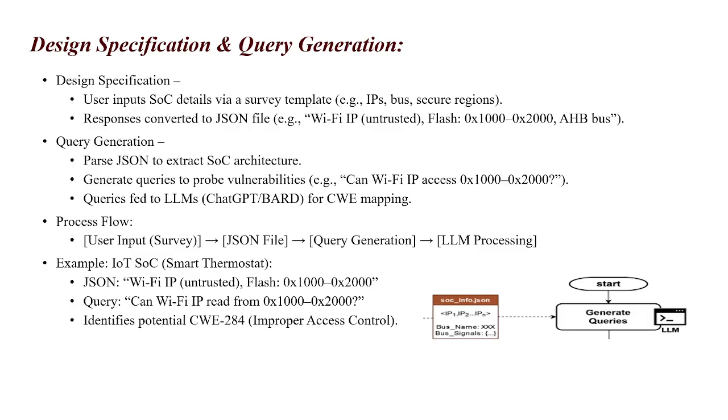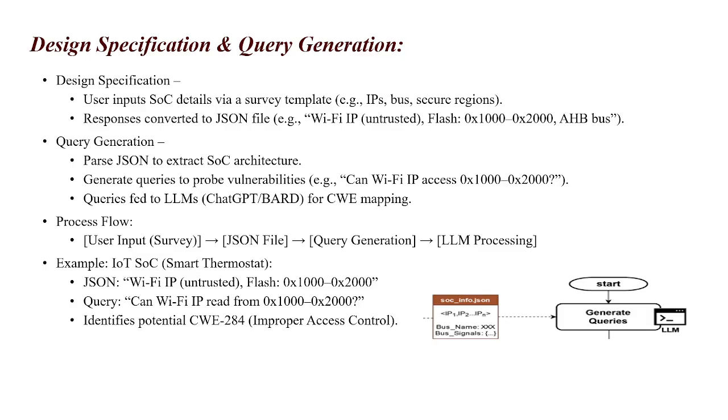From that, it automatically generates natural language style queries that look for possible vulnerabilities. One such query, given as an example, might be: can the Wi-Fi IP access memory in the range of 1000 to 2000? The power here is that the system does not rely on raw hardware signals at this point. Instead, it speaks to the design intent, just like a human security auditor would. Then it forwards those queries to an LLM like ChatGPT or Claude, and it processes them.